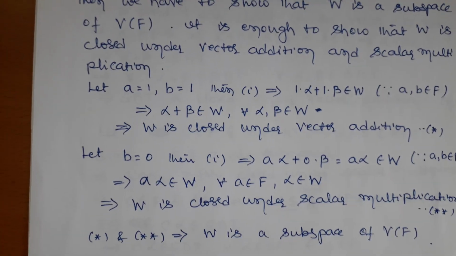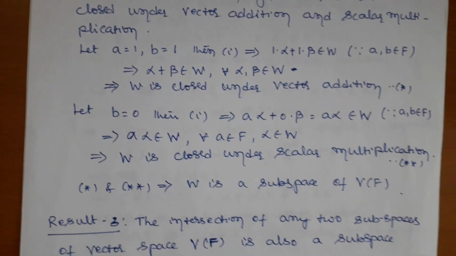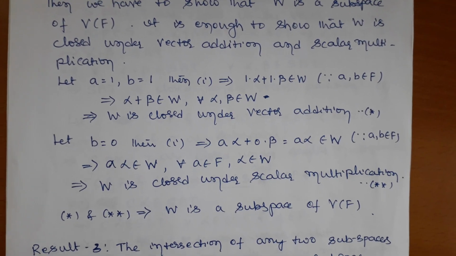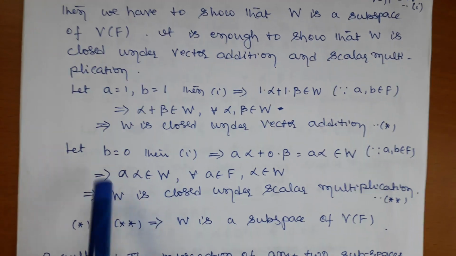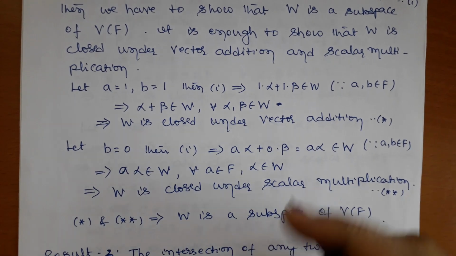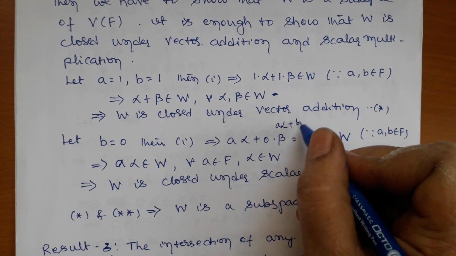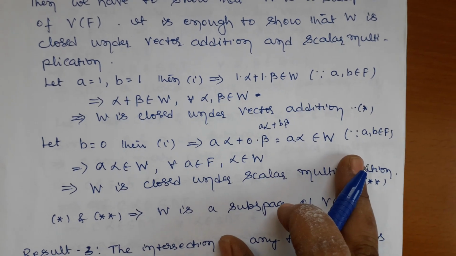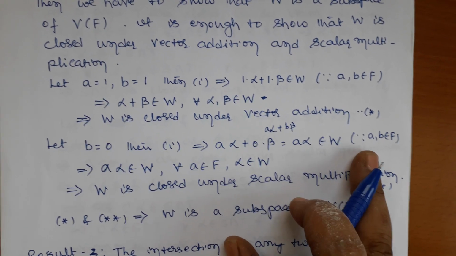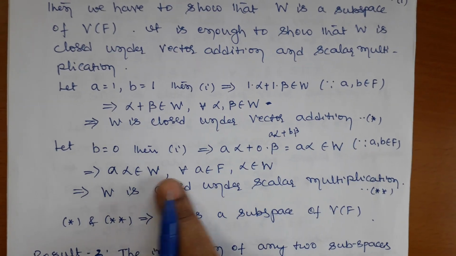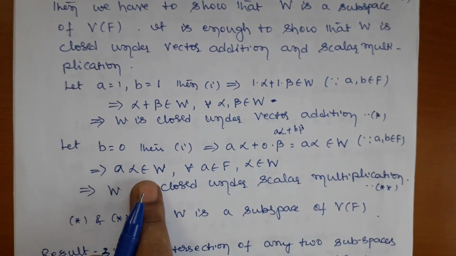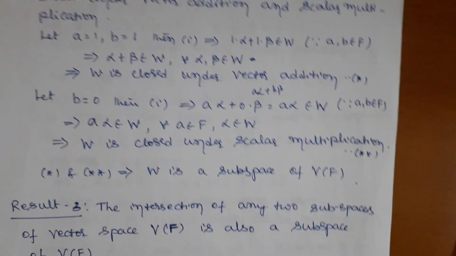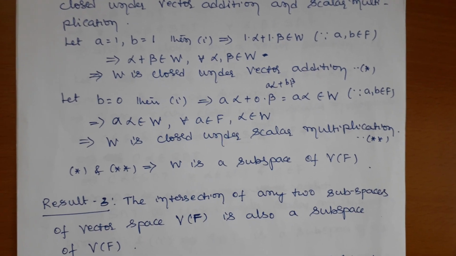And also I have to verify closure under scalar multiplication. Therefore, I am going to choose the particular value b equal to 0 in the condition, which is a alpha plus b beta. A alpha plus 0 into beta, what we get is a alpha belongs to W. Since a and b are scalars, it is possible to choose the particular value. That implies a alpha belongs to W for every a in F and alpha in W. This shows that W is closed under scalar multiplication.